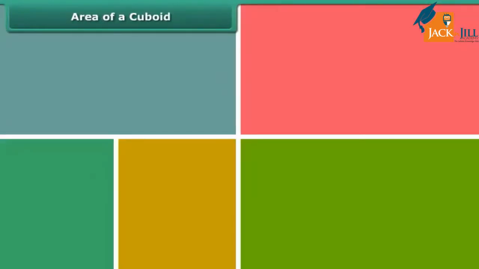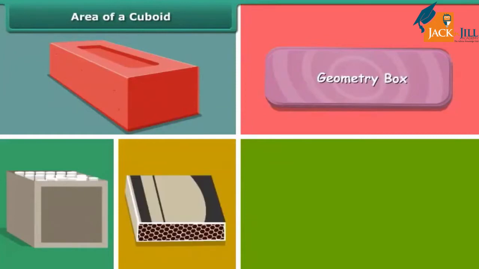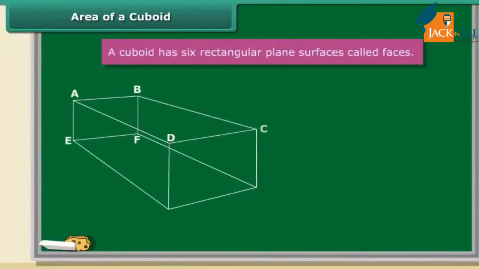Just guess the shape of brick, chalk box, geometrical box, matchbox, and a book. That's right. These are all examples of cuboids. A cuboid has six rectangular plane surfaces called faces. So you can say ABCD, ABEF, BCHF, EFHG, ADGE, and DCHG are the faces of the given cuboid.